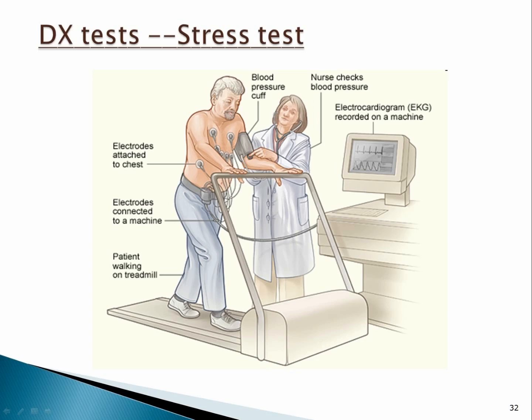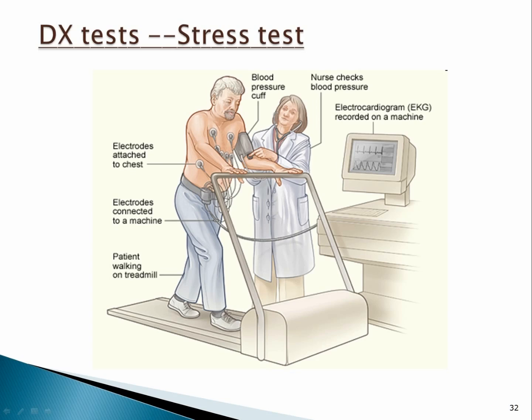The stress test is a good way to determine that drugs are working. For example, the patient who is now taking beta blockers or ACE inhibitors might now be able to walk on a treadmill without chest pain. If there are ST changes during the stress test, it means that the demand is exceeding the supply.